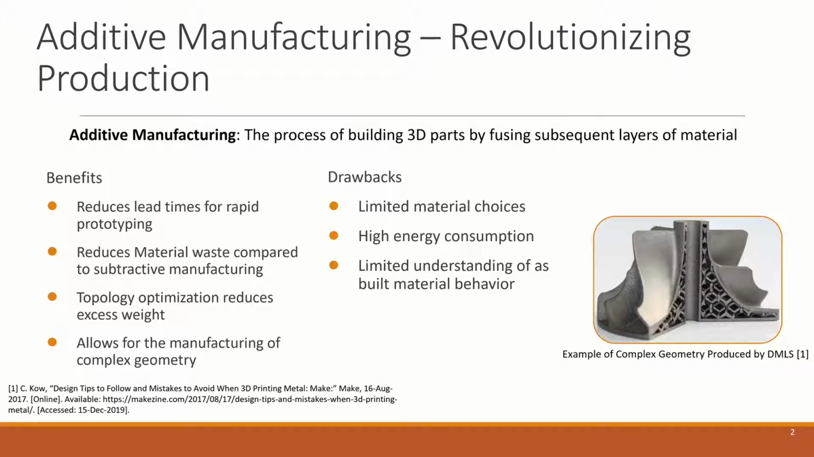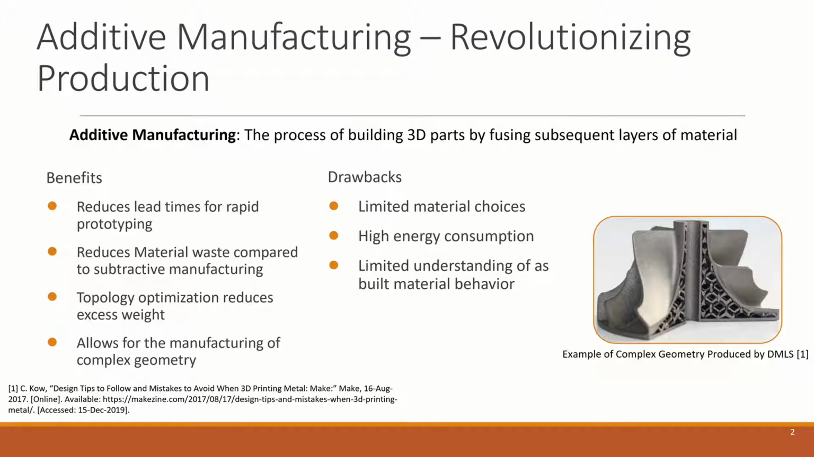There are other benefits to additive manufacturing, chiefly the ability to rapid prototype. The lack of a mold makes one-off part production easy and quick. There are drawbacks, however. Limited material choices, high energy consumption, and understanding of as-built material behavior are all issues which need to be addressed. There are multiple 3D printing techniques, but for this project, a process called direct metal laser sintering, or DMLS, will be covered.